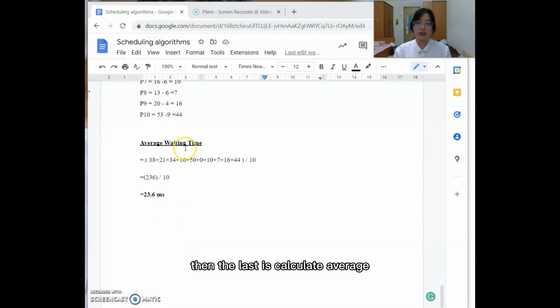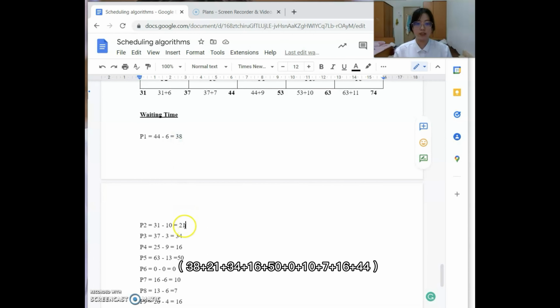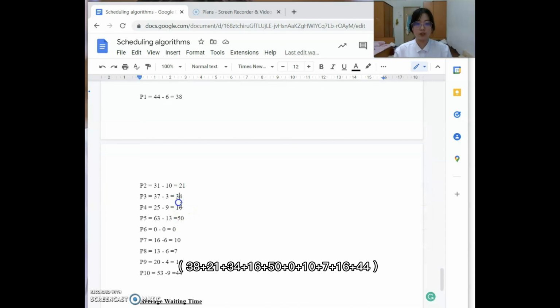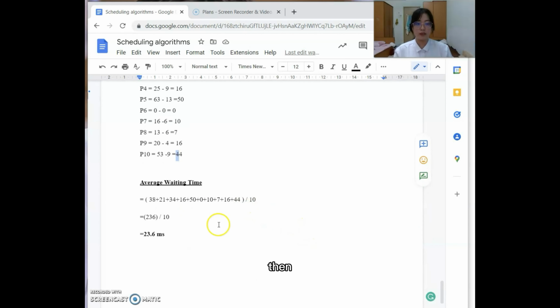Then the last is to calculate the average waiting time. So it is 38 plus 21 plus 34 plus 16 plus 15 plus 0 plus 10 plus 7 plus 16 plus 44. Then divide by 10. So it is equal to 33.6 ms. That's all for me. Thank you, sir.